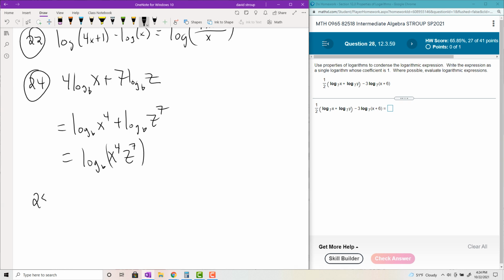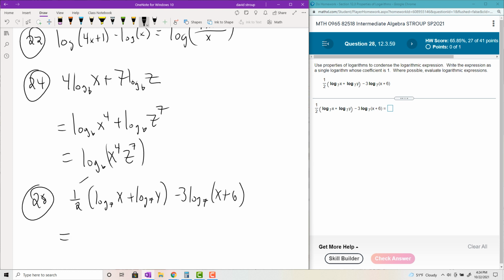So this is number 28. I have 1/2 times log base 7 of x plus log base 7 of y minus 3 log base 7 of x plus 6. Okay, I'm going to distribute this first. I can't do a power rule. It wouldn't work. I mean, you could do a product rule if you'd rather do that, but I'm going to distribute it first. So 1/2 log base 7 of x plus 1/2 log base 7 of y minus 3 log base 7 of x plus 6.